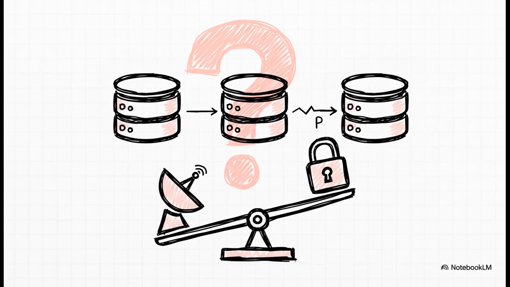Right, we all know the drill with CAP. It tells us that when there's a network partition, when your servers can't talk to each other, a system has to make a tough choice. You can have consistency, where everyone sees the same latest data, or you can have availability, where the system stays up and running even if some of the data might be a little stale. It's absolutely fundamental, but it leaves this one massive, glaring question completely unanswered.